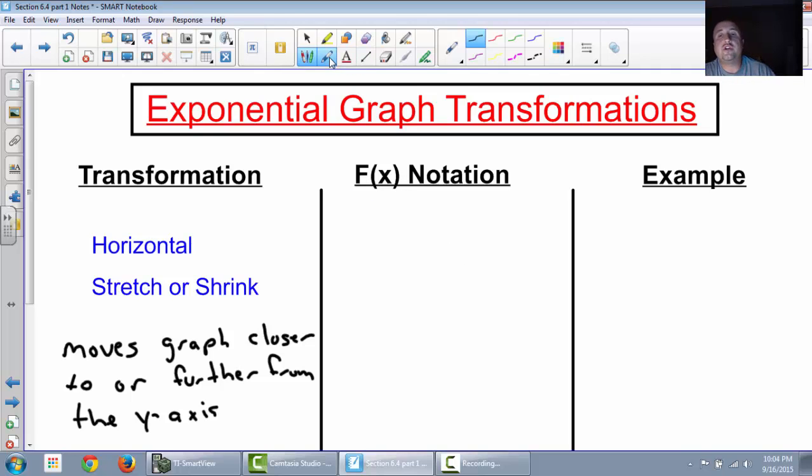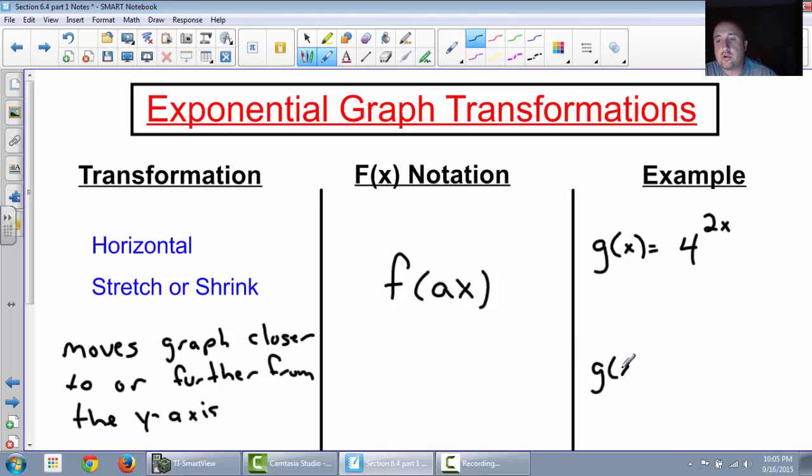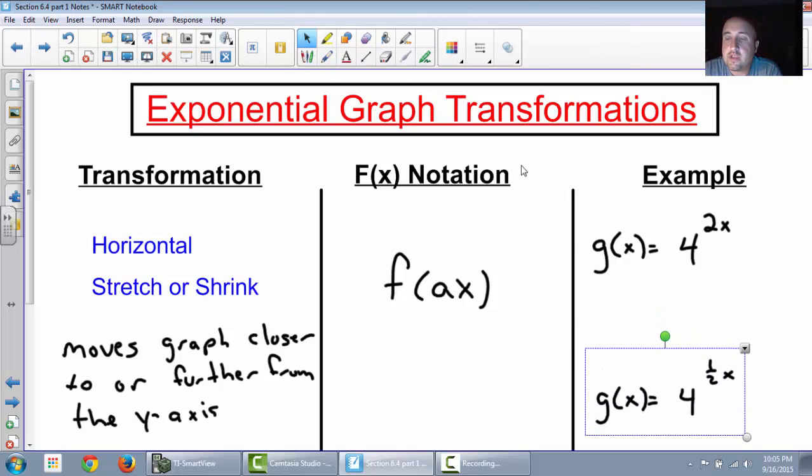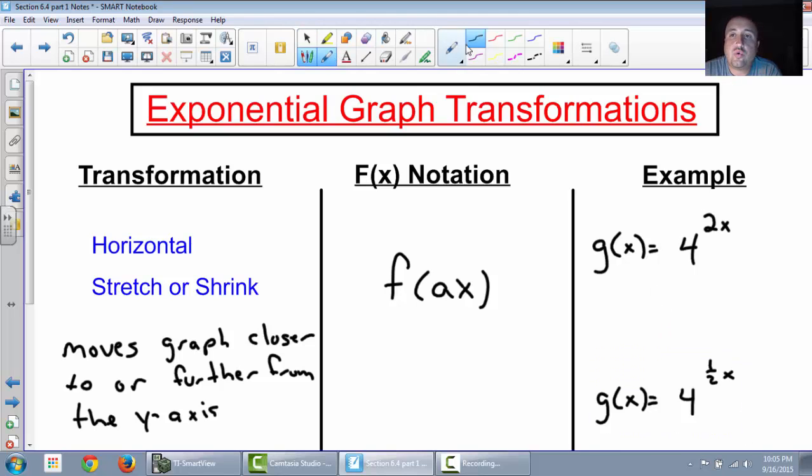Okay, the function notation for this one is we are going to take our x value and we're going to multiply it by some number. Okay, so we're going to take some a value and multiply it by our x. Okay, so we have two examples here of a stretch and a shrink. So g of x equals 4 to the 2x, and the second one we're going to say g of x equals 4 to the 1/2 x. Okay, one's going to be a shrink, one's going to be a stretch. So which one would be which?